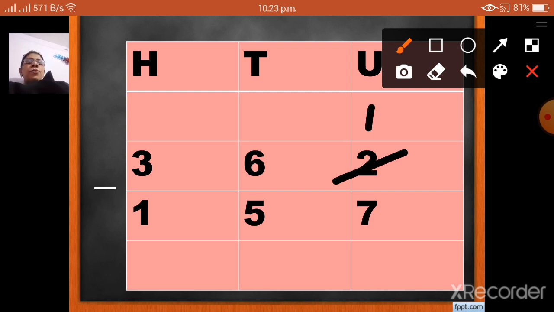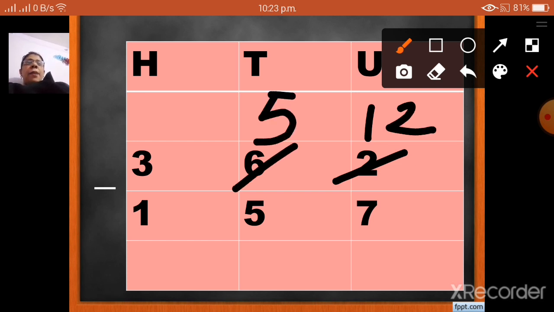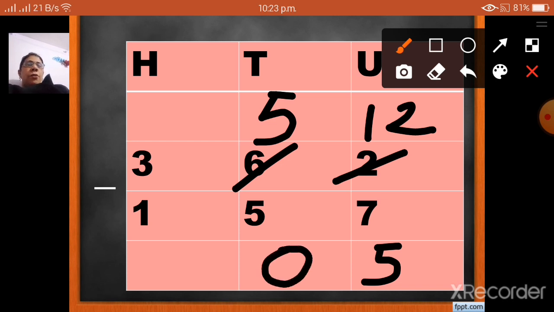So we'll cut this 2, we will make it as 12. And we will make this 6 as 5 because I borrowed 1 from 6. So 12 minus 7 is, after 7, count 8, 9, 10, 11, 12. That is, 12 minus 7 will become 5. And 5 minus 5 will be 0. 3 minus 1 will be 2. So when I subtract 362 minus 157, I get my answer 205.